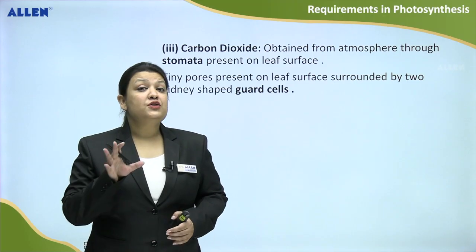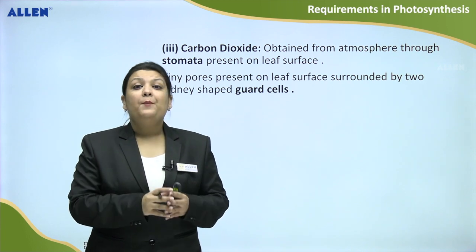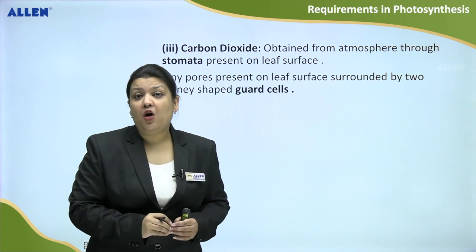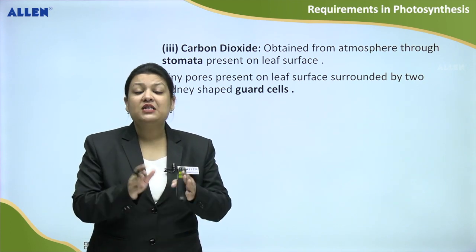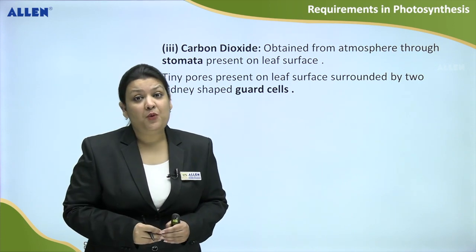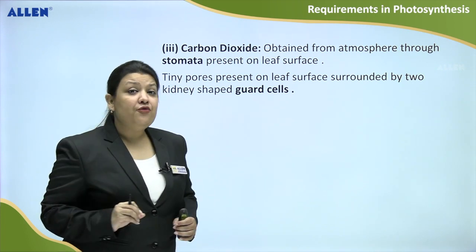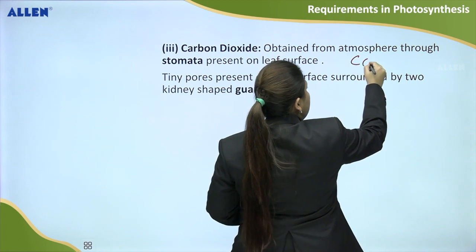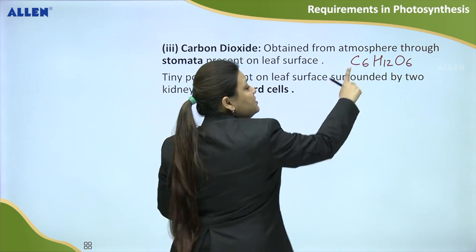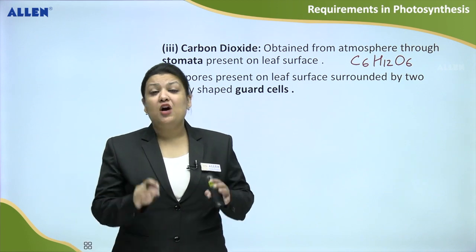So shall we begin? So students, plants synthesize organic molecule food by the process of photosynthesis. And if I ask you what type of organic molecule is being synthesized by the plants by the process of photosynthesis, your answer should be what? That is glucose, which is a simple carbohydrate. And what is the formula of glucose? That is C6H12O6. That means there are 6 atoms of carbon, 12 atoms of hydrogen and 6 atoms of oxygen.